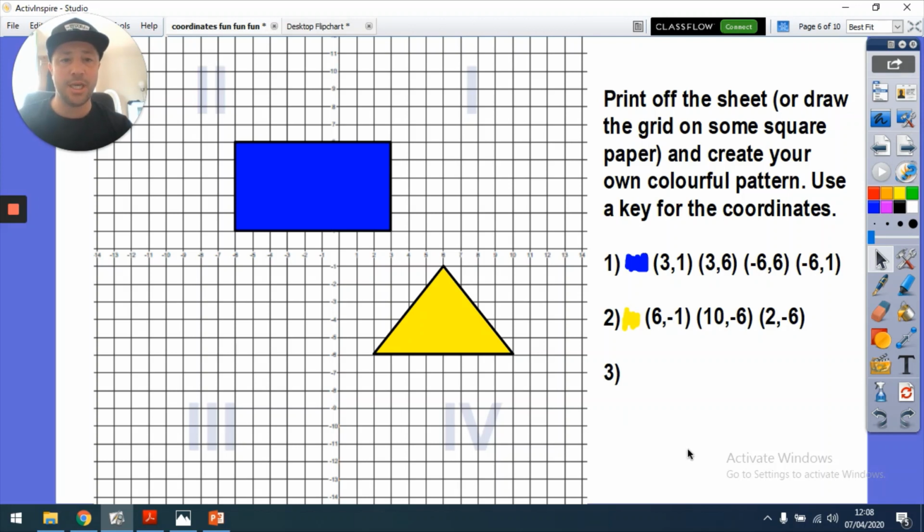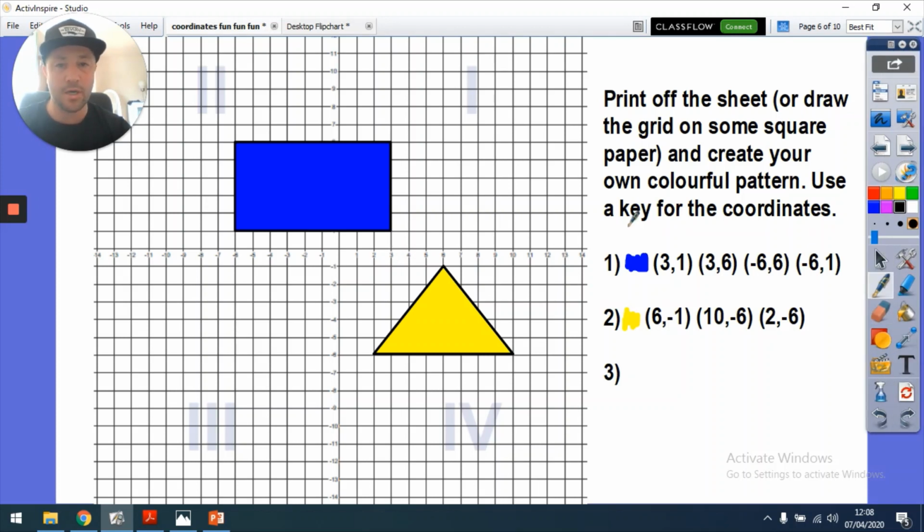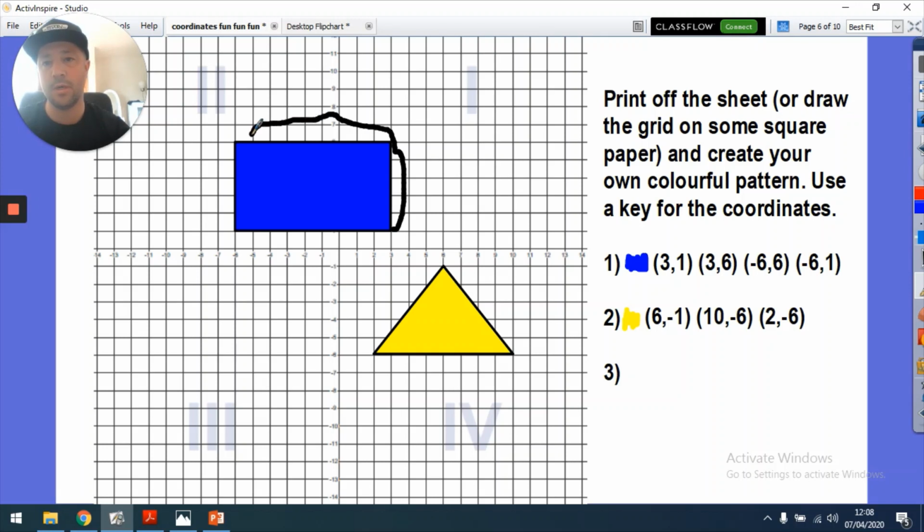So let's have a look. So I've done a couple of shapes. My first shape is a blue shape, and we can see my first coordinate I've done is 1, 2, 3, and then I've gone up 1. So that's my first corner there. Now you've got to do them in order, because then I've done 3 and 6, and then I've done minus 6 and 6, and then I've done minus 6 and 1. They've got to be in order.